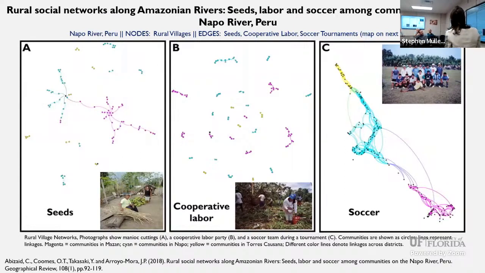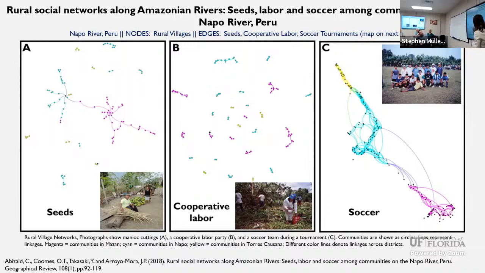Here's another example: rural social networks along Amazonian rivers, seeds, labor, and soccer among communities on the Napo River in Peru. So here the nodes are also rural villages. The edges are seed sharing, cooperative labor, and soccer tournaments. And again, these are just space filling. They're not geographic right now, but the different nodes show the different villages and then whether they have a connection.